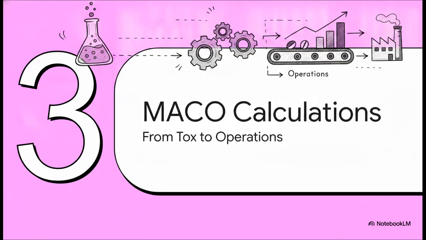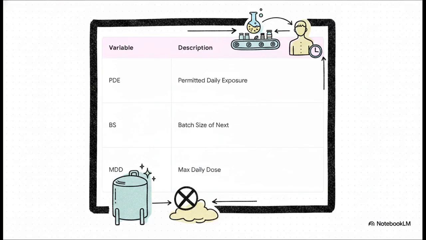Section 3. Mastering MACO calculations, from tox to operations. Now, what's really interesting here is how we make that exact leap from toxicological theory to practical manufacturing floor limits. To do this, we use a core calculation called MACO, Maximum Allowable Carryover. To find the MACO, we need 3 key variables: the PDE we literally just derived, the total batch size of the next product to be manufactured, and the maximum daily dose of that next product.